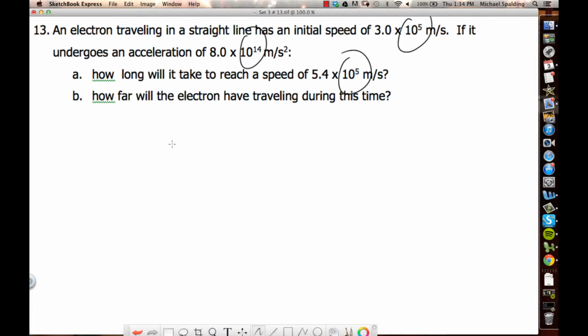If these numbers were not powers of 10, it'd be much easier. So the reason, if you got stuck on this one, it's because of the numbers. All right, so let's set it up. Always start with a diagram.